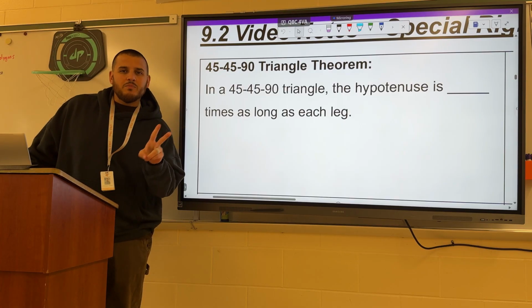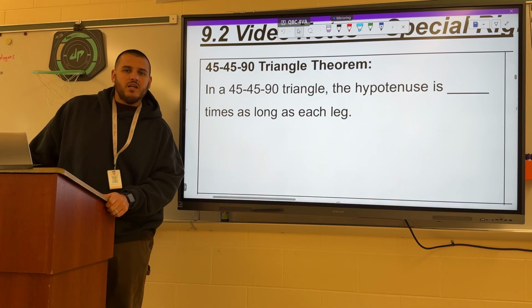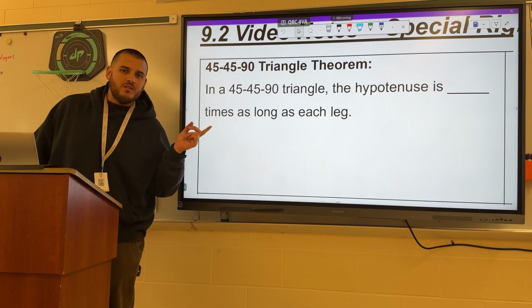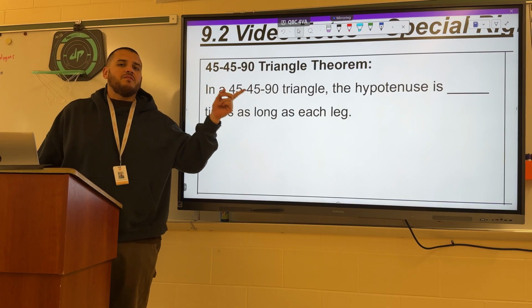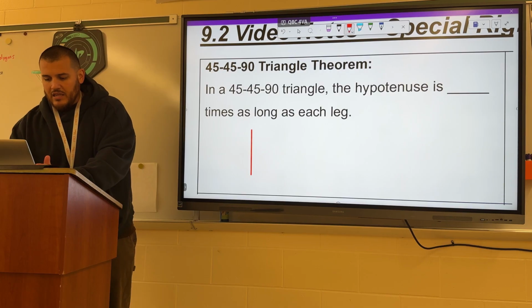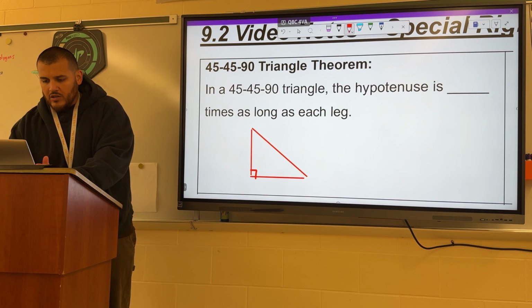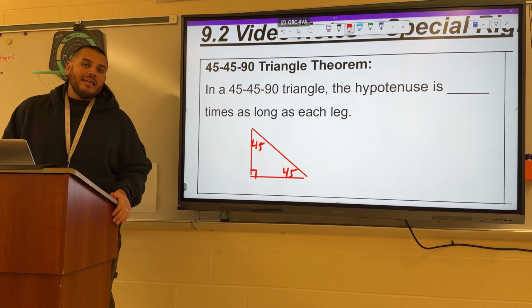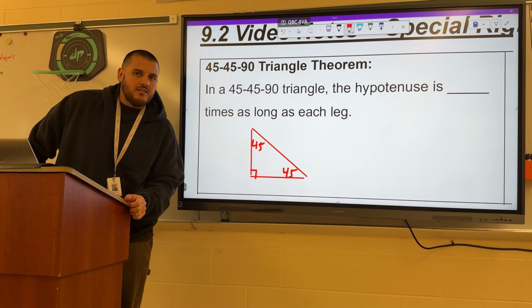There are only two special right triangles that we're going to be learning about here in 9.2. The first one's the easier of the two, which is the 45-45-90 triangle. Just for clarity, that would be a right triangle that has two acute angles that are 45 degrees each, making it an isosceles triangle.